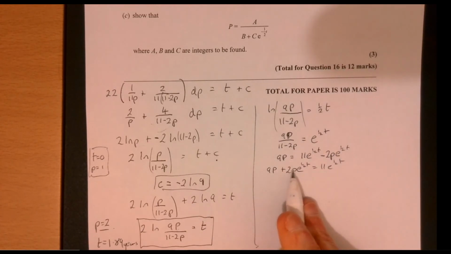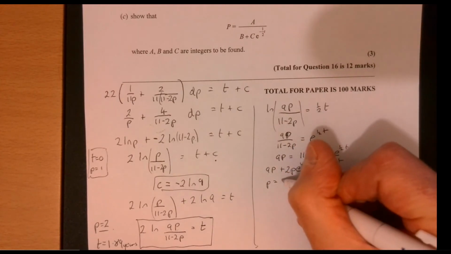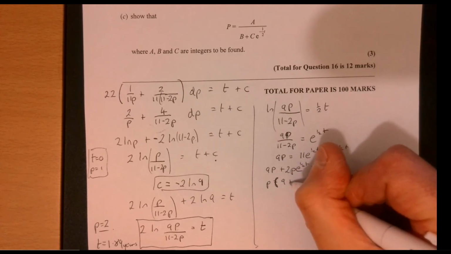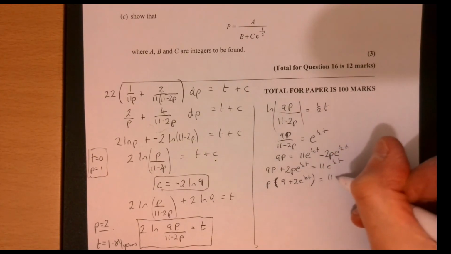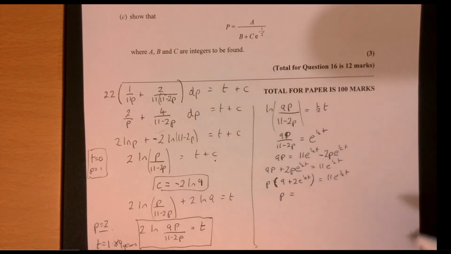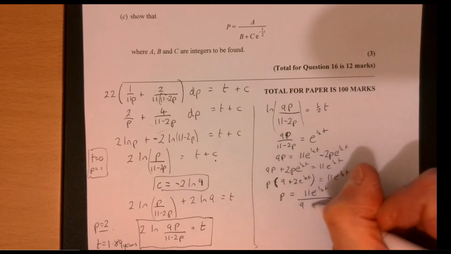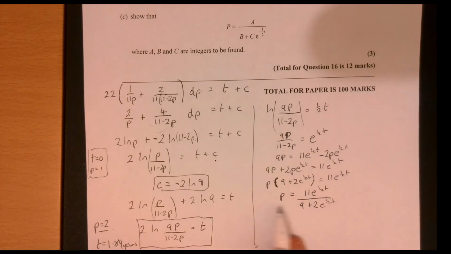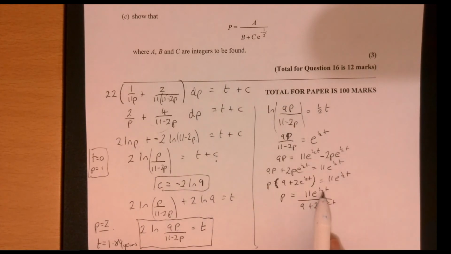Now I can factorize. I can take p out. So p equals, we've got 9 plus 2e to the half t in a bracket, and that equals 11e to the half t. Divide by this, so p equals 11e to the half t over 9 plus 2e to the half t. Right, and wait a minute, look, I'm nearly there. It's really close, isn't it?